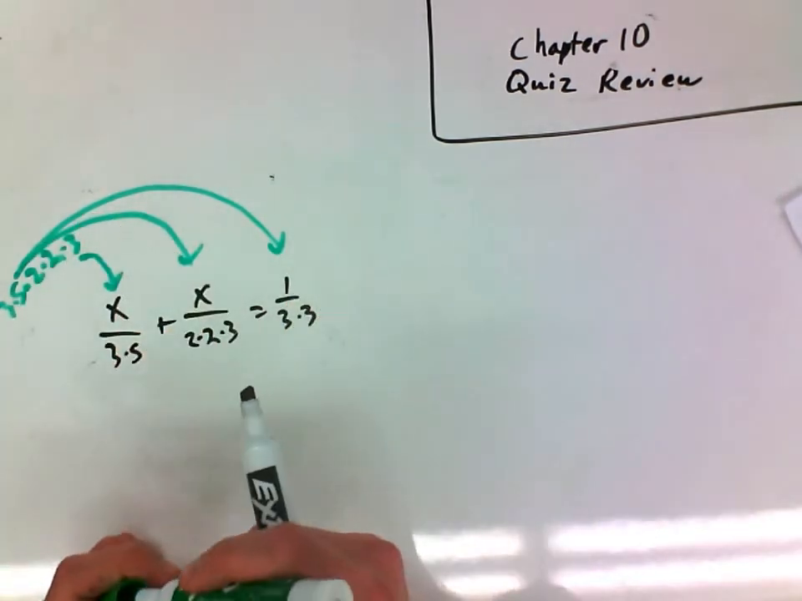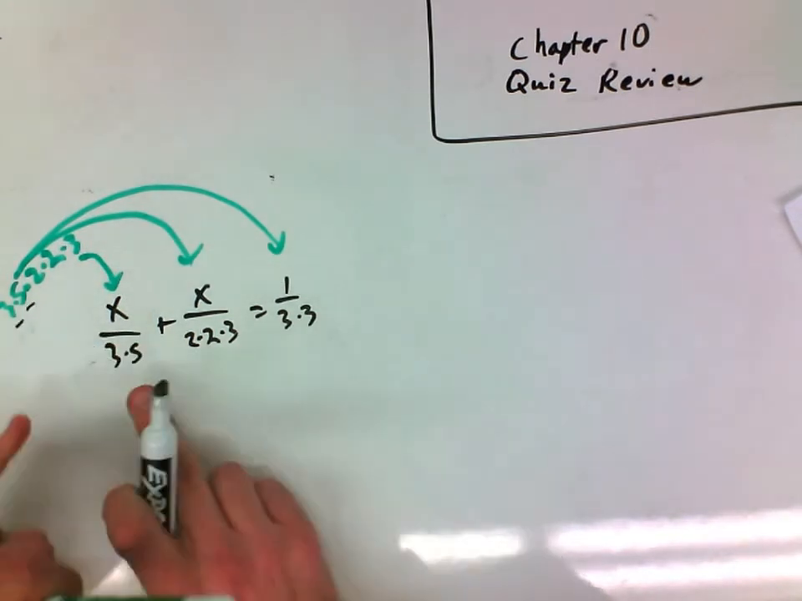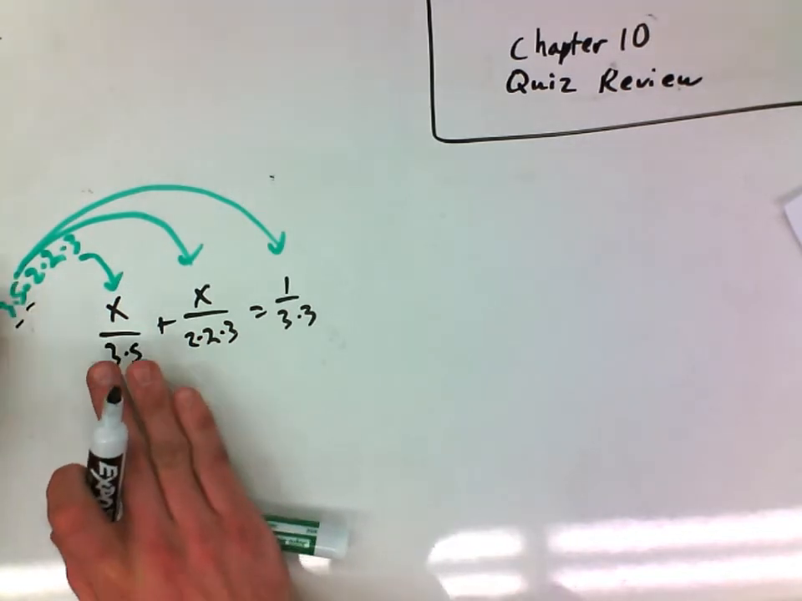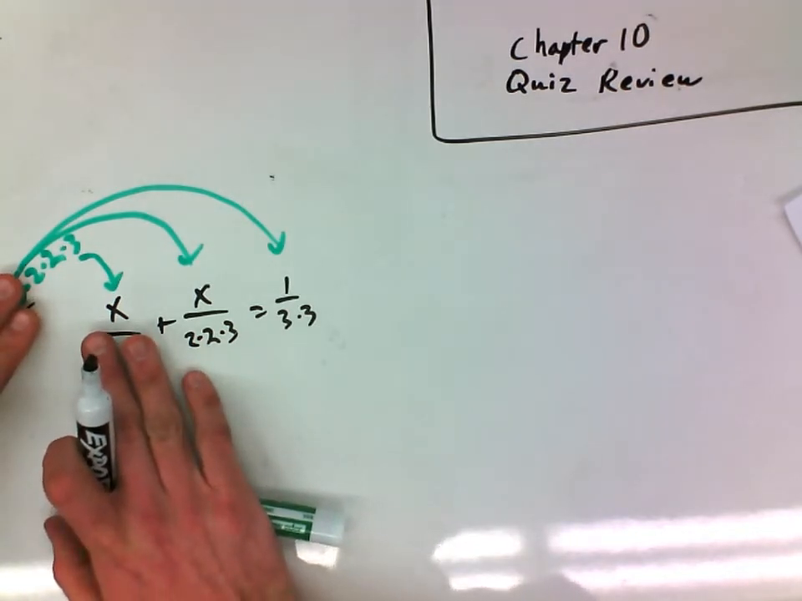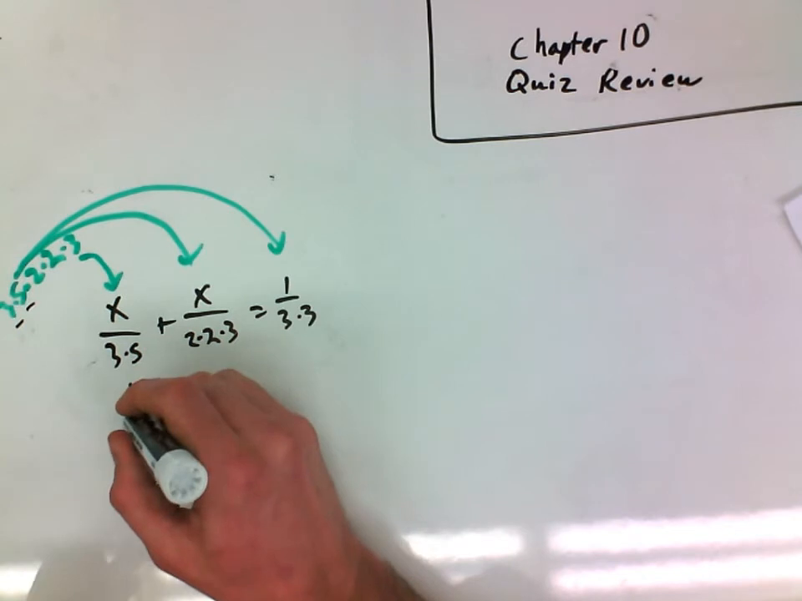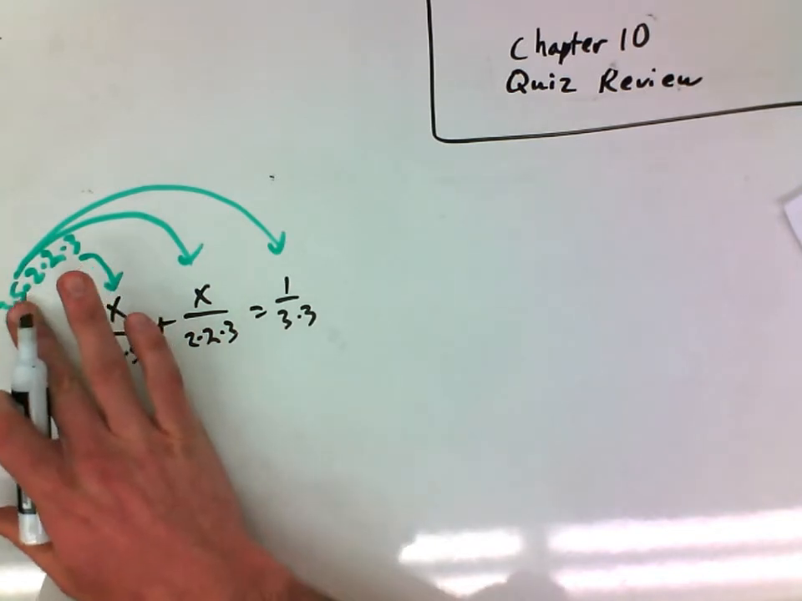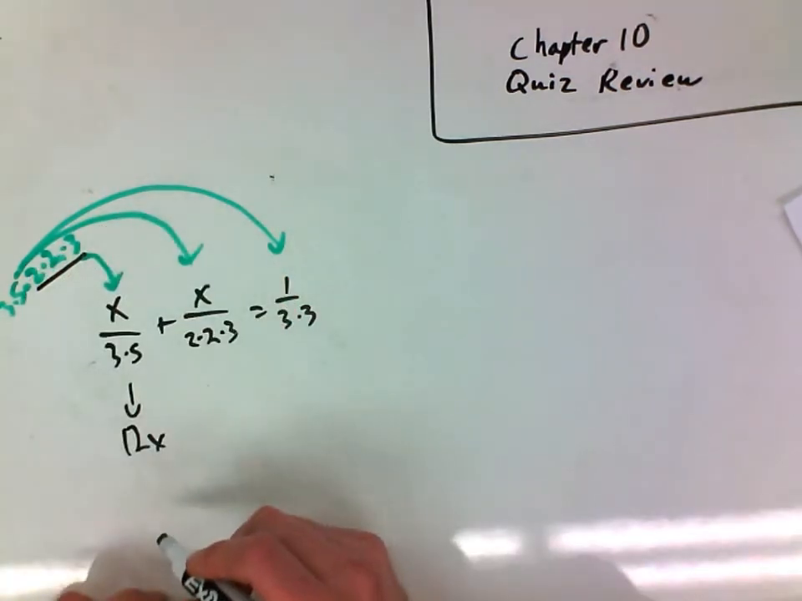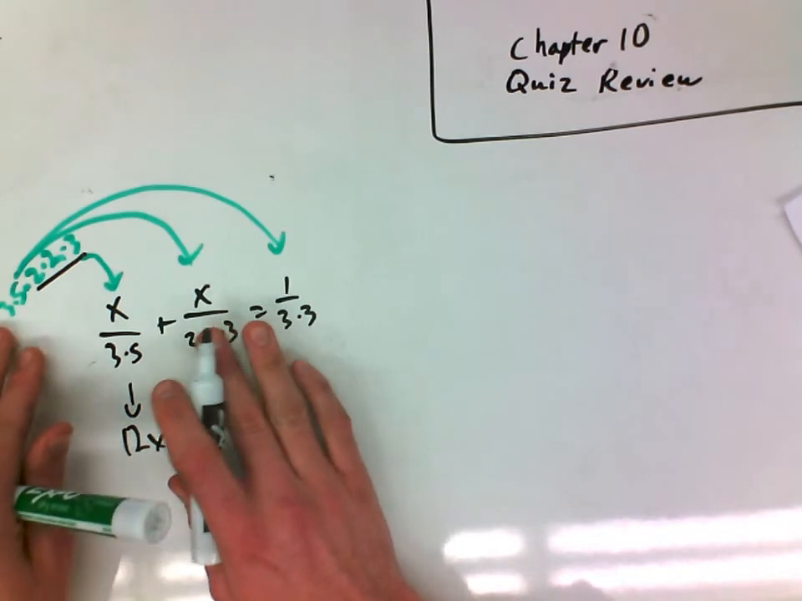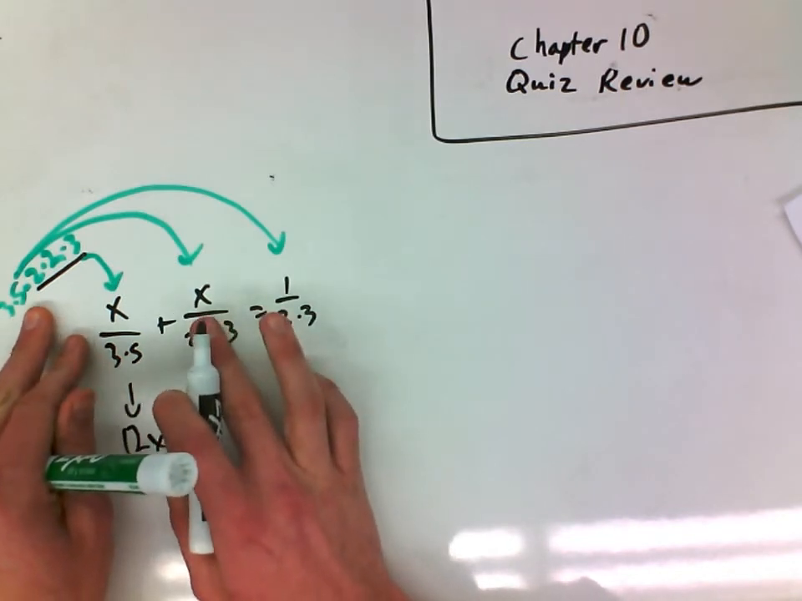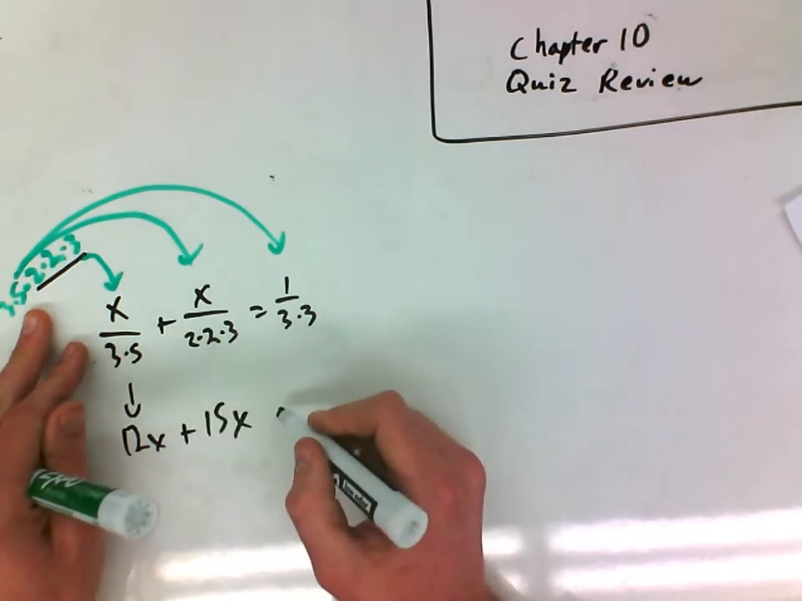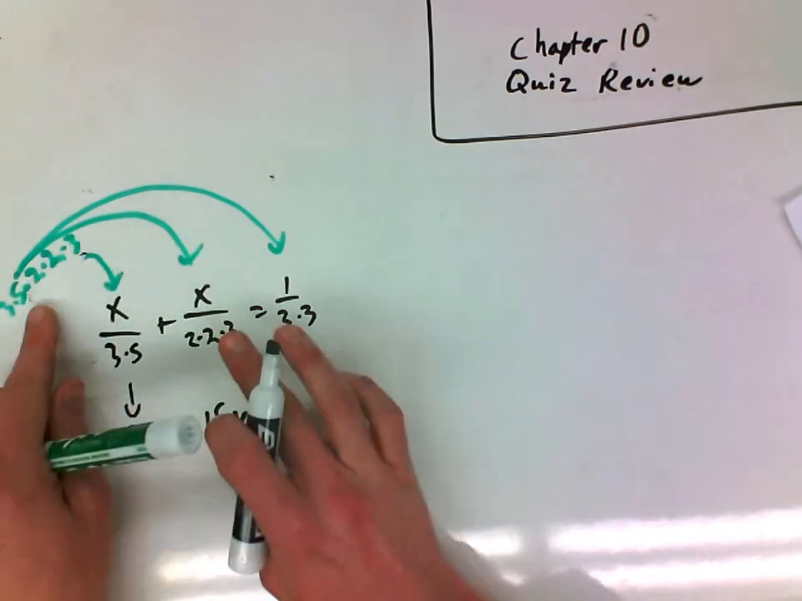In this first one, the 3 and 5 cancel out. What's left over is a 2, a 2, a 3, and an x on top. So 2 times 2 is 4, times 3 is 12. So this thing is going to become 12x. When I go to the second one, I'm going to have a 2, a 2, and a 3 cancel out, so I'm left with a 3 and a 5 and an x up top. 3 times 5 is 15, so that'll be 15x.